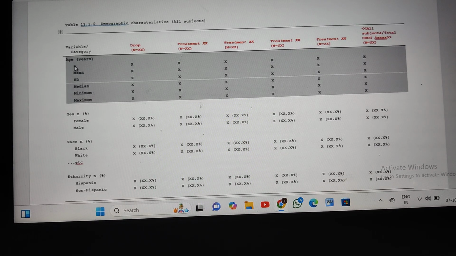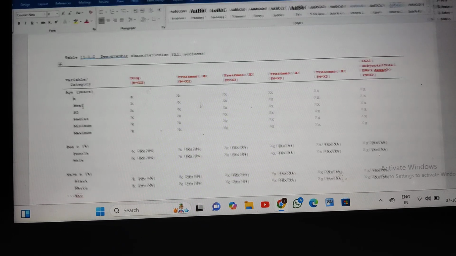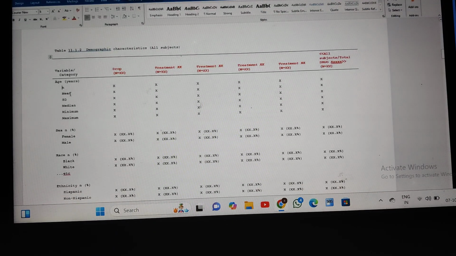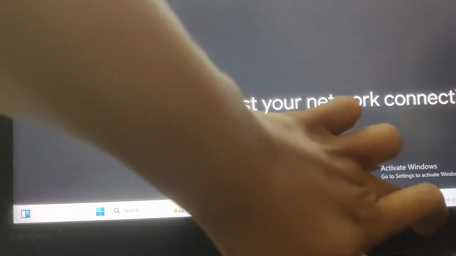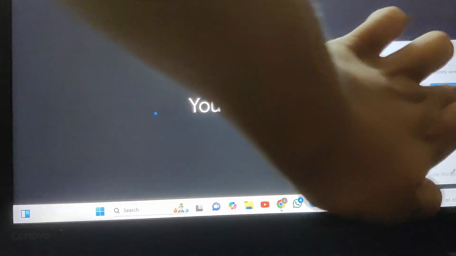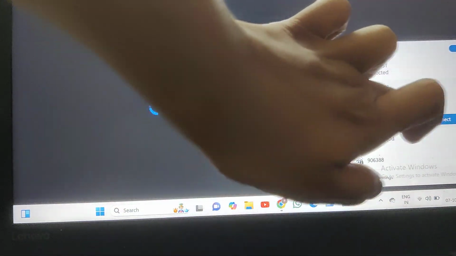Okay. So the mean is nothing but the average age. For example, one subject is 45, one subject is 40, one subject is 50. So what is the average age? We can say 45. Likewise, based on the subjects' ages, this is the average value. And then this is the standard deviation, the median value, the minimum age and the maximum age.